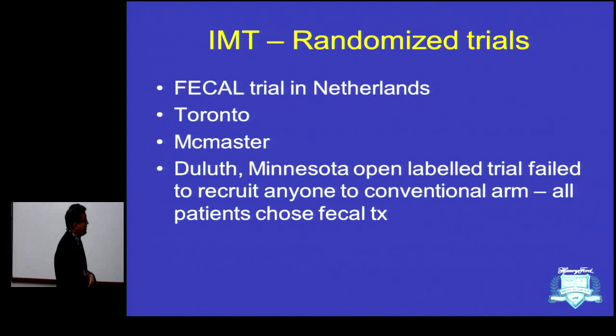If you look at Minnesota, they tried to do a trial, it's all a GI group, and they tried to do an open-label randomized trial recruiting conventional therapy versus fecal transplantation. They failed miserably. They could not recruit a single patient to the conventional arm. Everybody wanted fecal transplant, so it became a case series. And Toronto has been open since 2010, trying to recruit patients for conventional versus this one. McMaster did a unique thing where they decided to do frozen versus a fresh specimen, so that's ongoing as we speak.